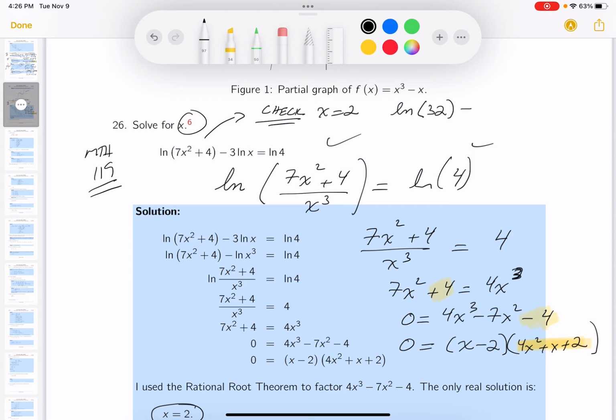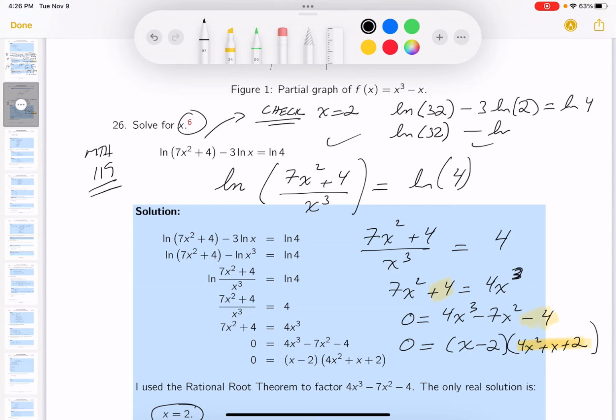Minus 3 natural log of 2. And they said that's equal to the natural log of 4. Well, right now, everything looks really good as far as numbers. I just can't compute those numbers in my head. But what I can do is rewrite these logs to see if it's true.